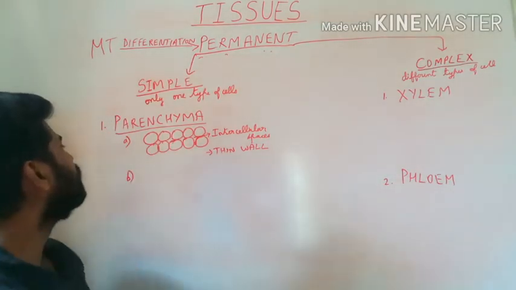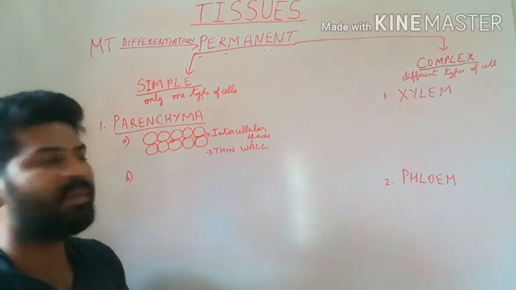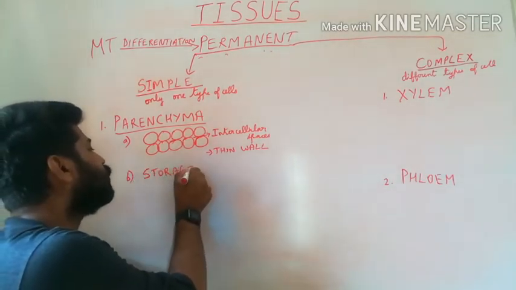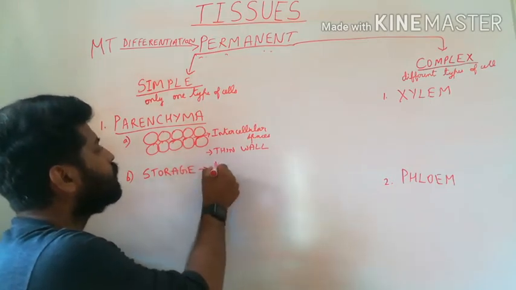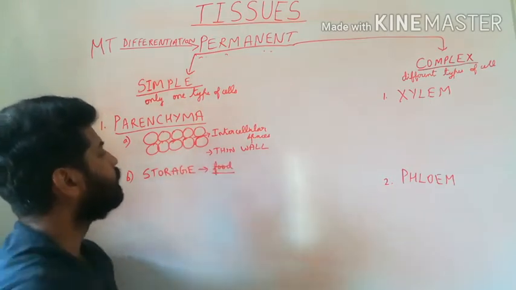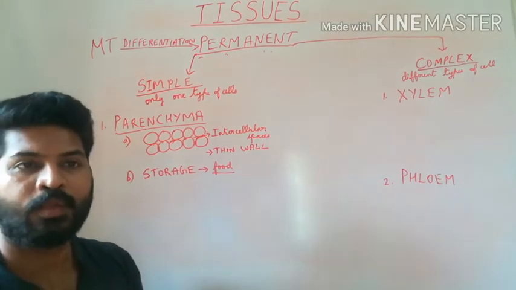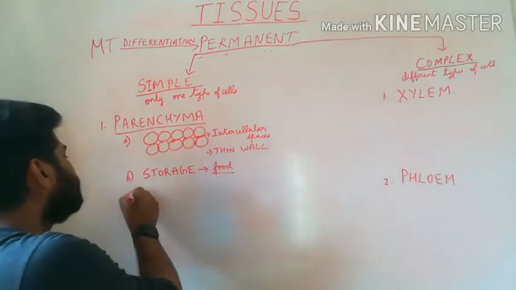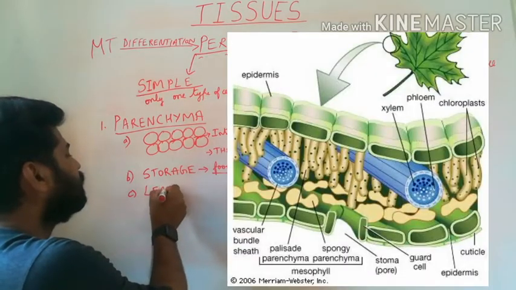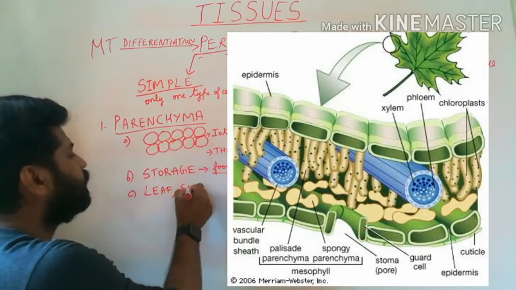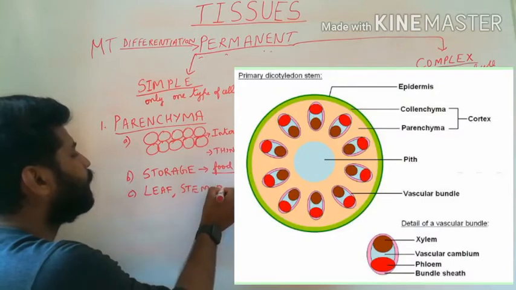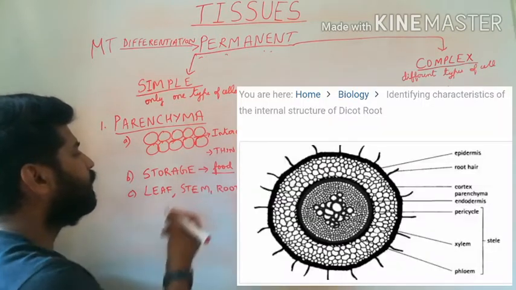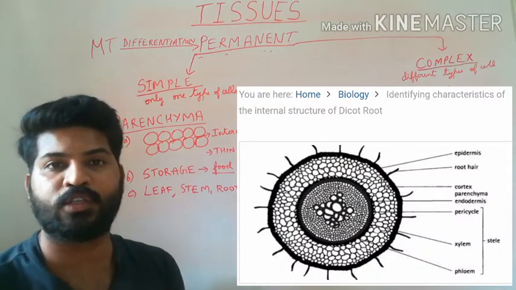Now, what is the function of this parenchyma tissue? The function of parenchyma tissue is storage. It stores food. So, parenchyma tissue is a storage tissue. Where is it present? It is present in the leaf, in the stem, and in the root. Wherever storage is required, there you find parenchyma tissue.